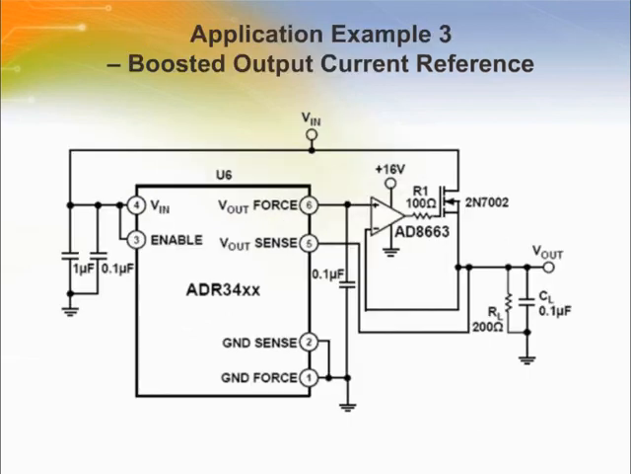The figure shows a configuration for obtaining higher current drive capability from the ADR34 series references without sacrificing accuracy. The op-amp regulates the current flow through the MOSFET until Vout equals the output voltage of the reference. Current is then drawn directly from the Vin instead of the reference itself, allowing increased current drive capability.